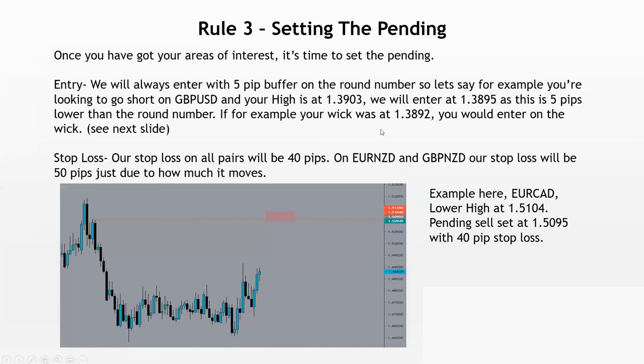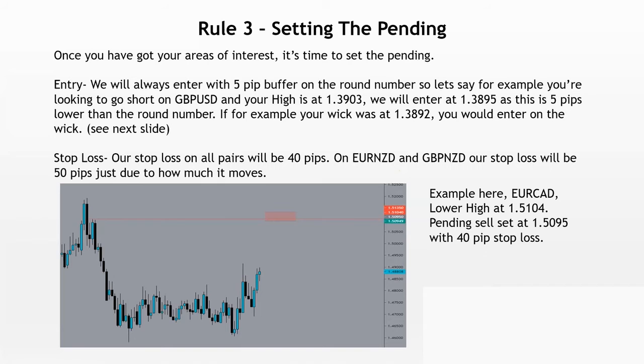That's perfect. So if, for example, your round number is at 1.3900, but your wick is at 1.3892, so it's actually 8 pips below the round number, that means the first confluence that price is going to be hitting is the wick, not the round number. So guys, what do you think would be your entry price? And I just want to say there is no buffer on the wick.